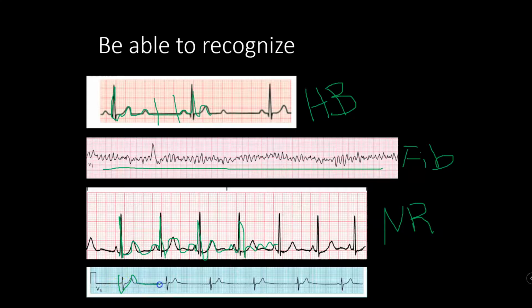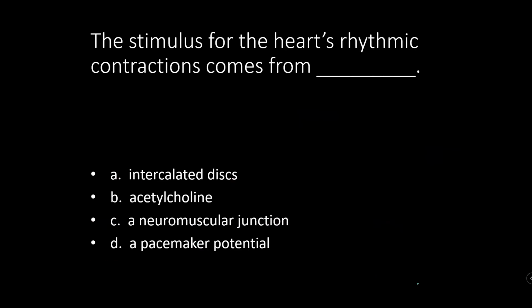QRS, T, nothing. QRS, T, nothing. QRS, T, nothing. All right, so we keep missing what's supposed to be here. What was that called? That was junctional rhythm. So make sure you can recognize all four of those.